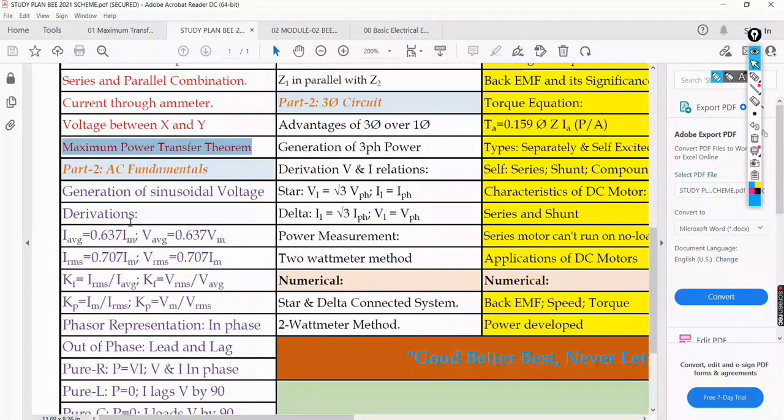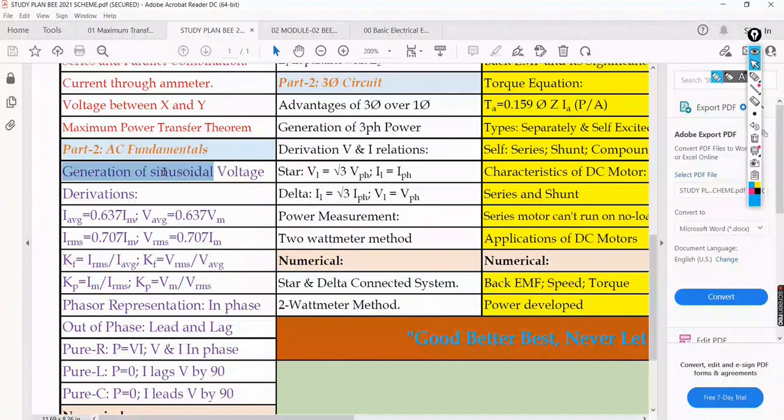Then with respect to the AC fundamentals, in yesterday's two classes I discussed this. That is the generation of the sinusoidal voltage, which is generated based on Faraday's law. If the flux linking the conductor changes, then obviously it causes an induced EMF. That itself is called the dynamically induced EMF. That is alternating in nature. That is the reason it is produced in the form of a sinusoidal voltage.